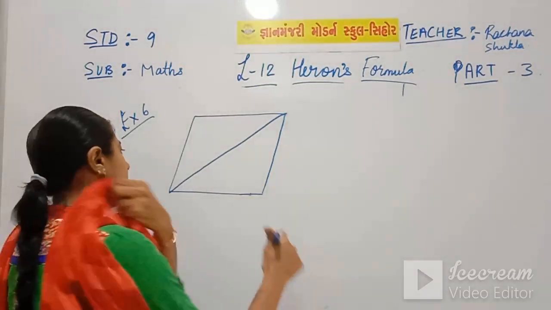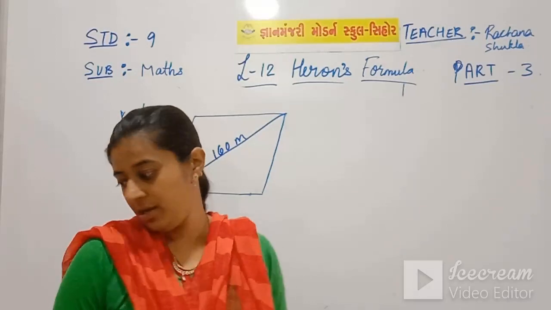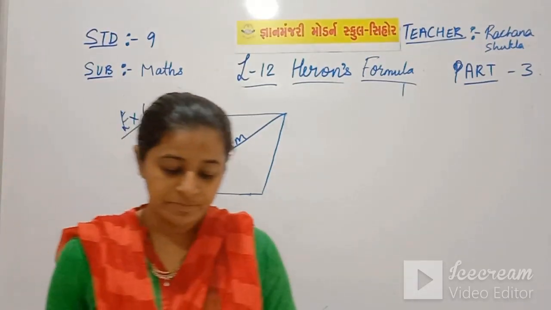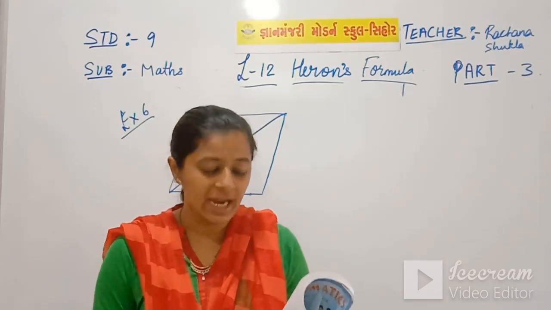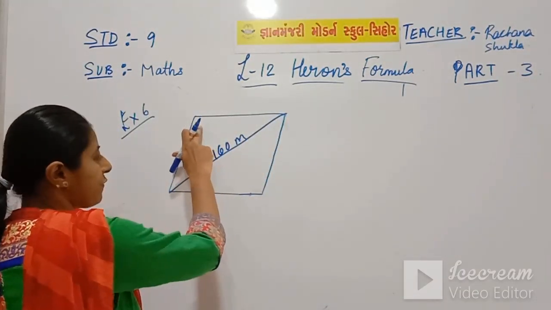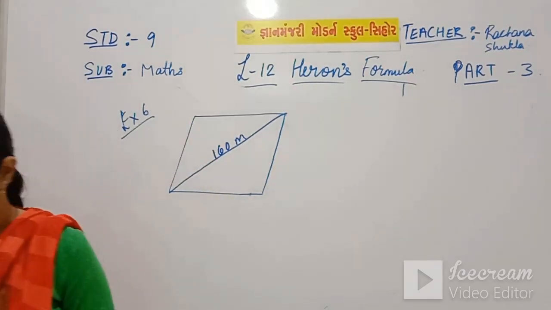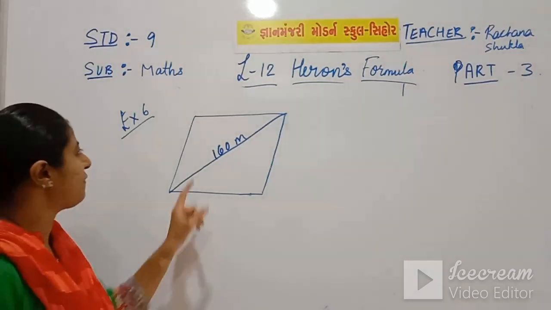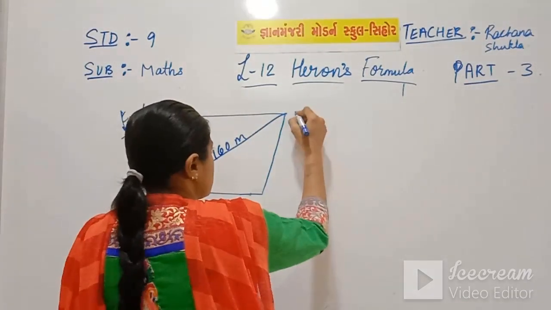See, your diagonal is 160 meter. Then you have to find out how much area each of them will get for their crops. So you have to find out the area of this triangle as well as the area of this triangle. First of all, we will find the sides of the rhombus. See, perimeter of the rhombus.